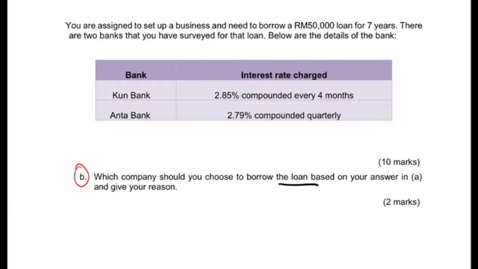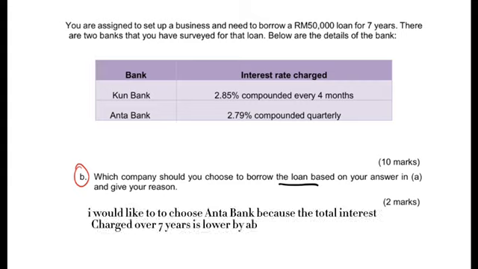So now let's move to question B. The question is, which company should you choose to borrow the loan from, based on your answer in A, and give your reasons? I would choose Anta Bank because the total interest charge over 7 years is lower by about RM239.57 compared to Kun Bank.